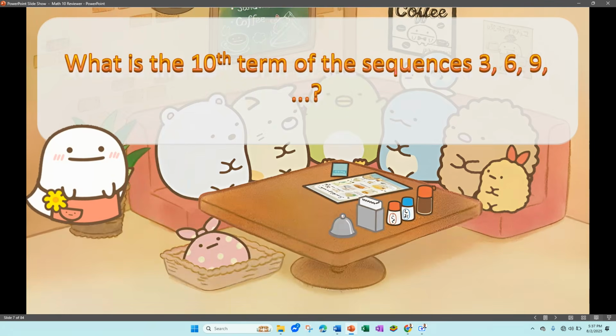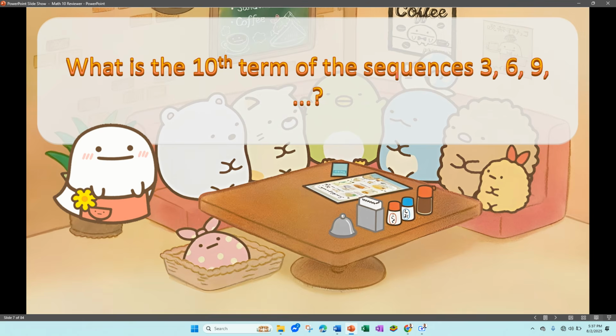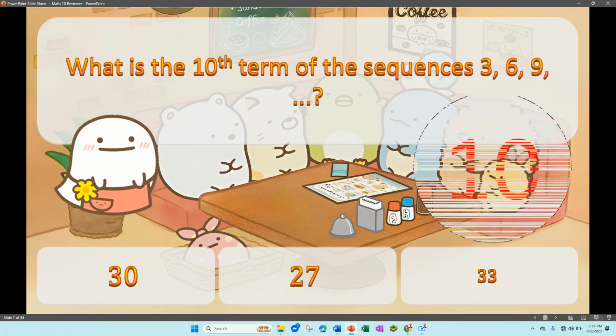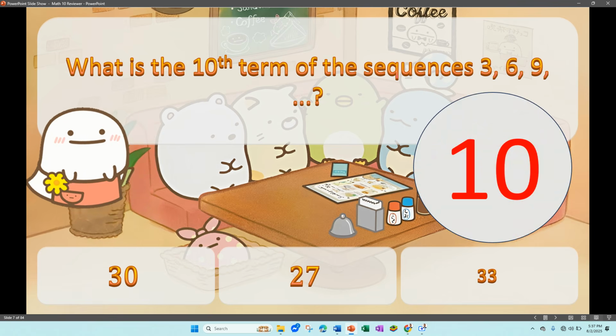What is the 10th term of the sequence 3, 6, and 9? 30, 27, or 33? 10 seconds, go.